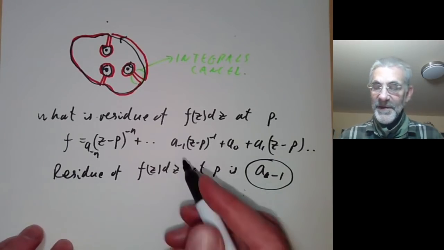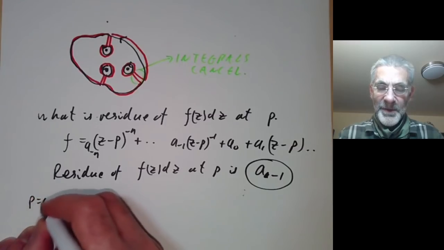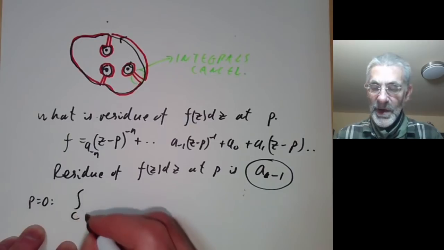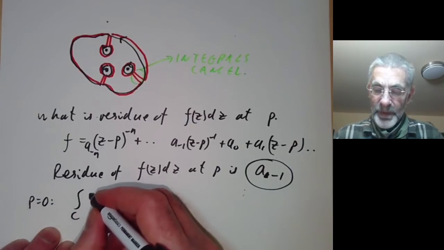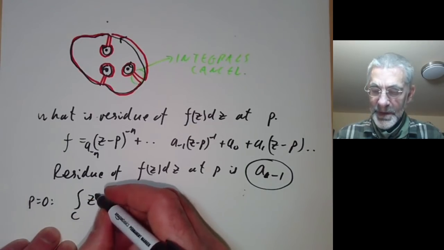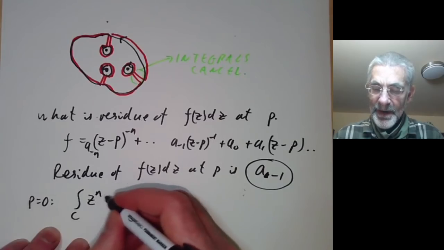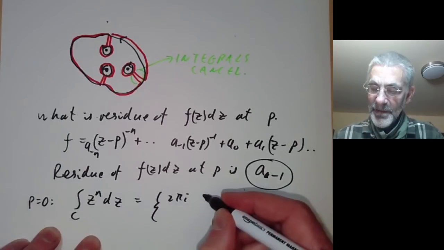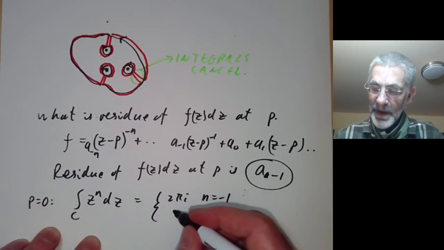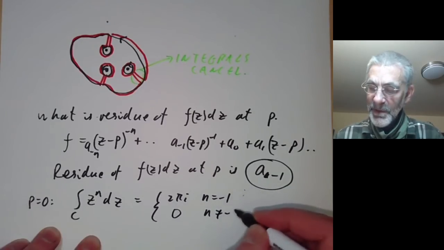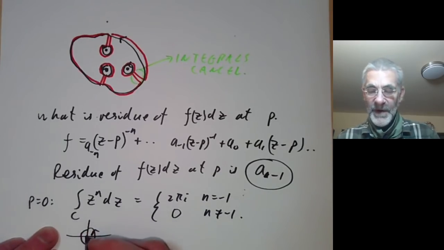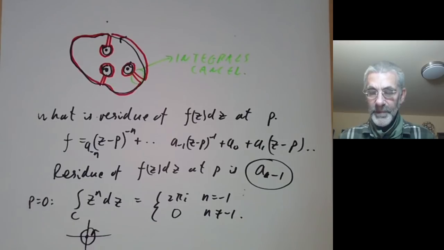And the proof of this is very easy. Let's just take p equals 0 to make notation simpler, and then you recall the integral around C of z^n dz is equal to 2 pi i for n equals minus 1, and 0 for n not equal to minus 1. Here C is just a little curve around 0, of course.